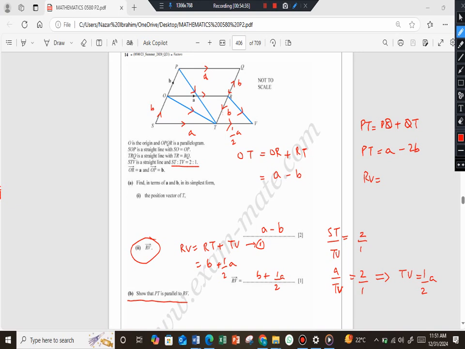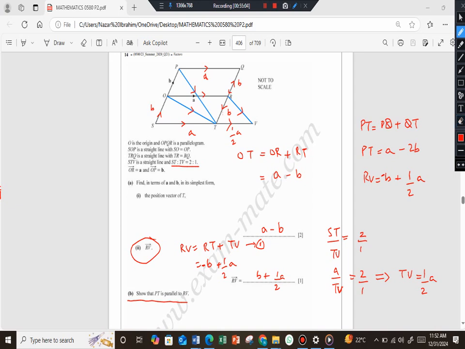Wait, RV is equal to B plus 1 upon 2 A. Here we used RT, so this is minus B. RT is in the reverse direction. Similarly, RV is in the reverse direction. This is minus B. There's a mistake. Okay, now I've corrected it over here.